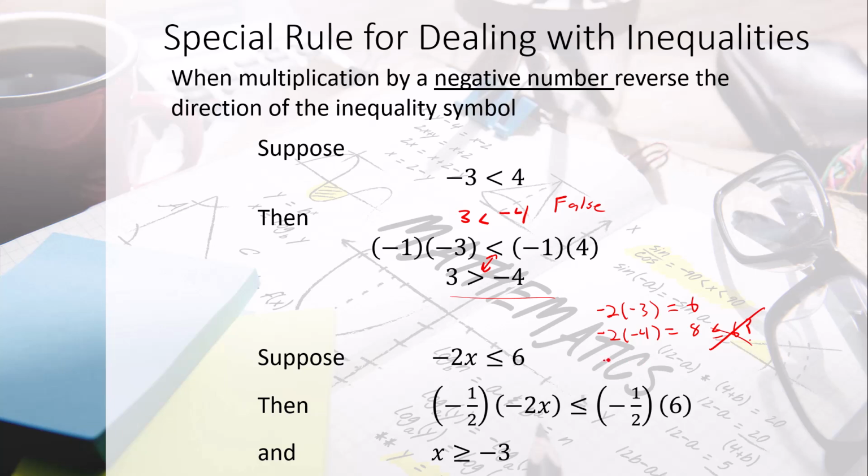Which is once again why you need to flip the sign. Of course, -2 is greater than -3, and -2 times -2 is 4, which is less than or equal to 6. So that works out just fine. So remember, when you multiply something by a negative number, you have to reverse the direction of the inequality. There's also another rule that says that if you take the reciprocal of both sides, you also have to reverse the direction of the inequality, but you don't need to worry about that in this course.